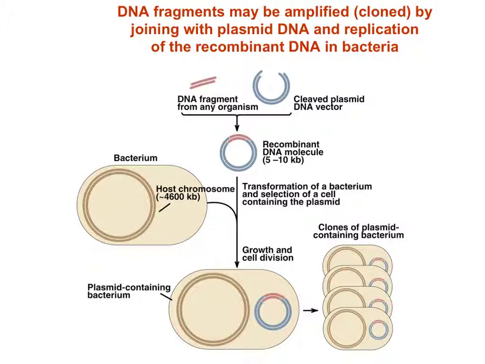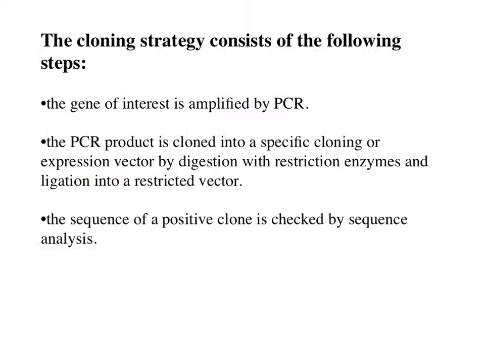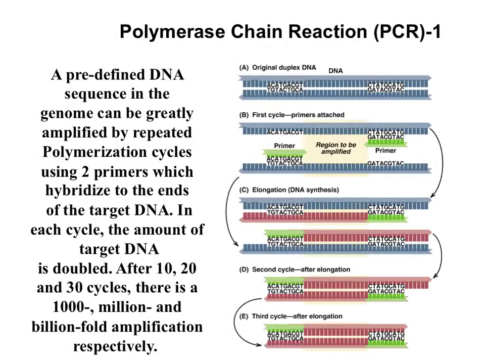And then you can specifically grow these isolated bacteria so that you can make multiple copies. The cloning strategy consists of the following steps. You have a gene insert that is amplified by PCR. The PCR product is cloned into a specific cloning or expression vector by digestion with restriction enzymes, your molecular scissors, and then ligation into the vector. The sequence of the positive clone is checked by analysis.